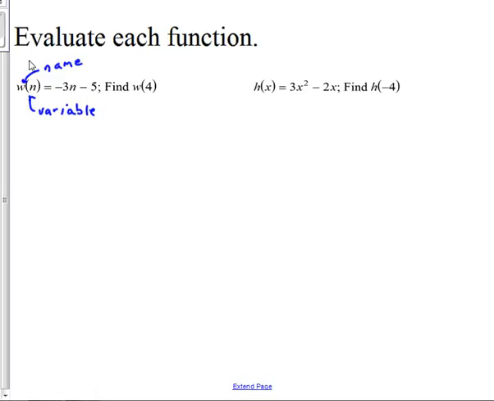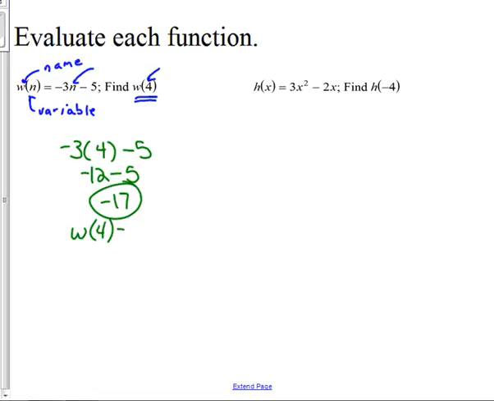So the name of this function is w, the variable that's being used is n, and you can see the n right there. Now when I say w of 4, that means n was replaced with 4, so you have to replace n with 4 in the actual problem. We end up with negative 3 times 4, minus 5. Now use PEMDAS, the order of operations, to make sure you do the problems right. Negative 3 times 4 is negative 12. Negative 12 minus 5 is negative 17. So w of 4 is equal to negative 17. Let's move on to the next one.